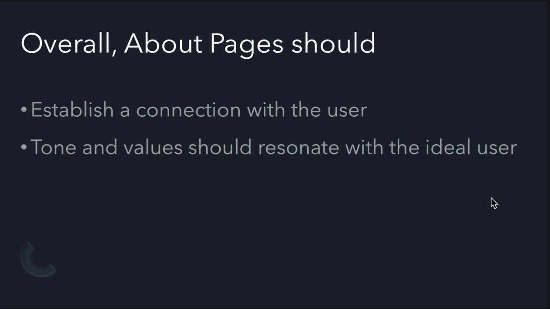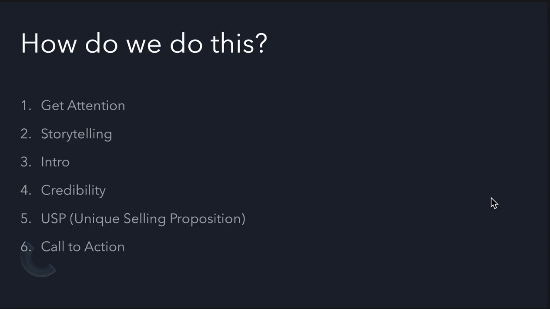And your tone and the values expressed on this about page should resonate with the ideal user. So when your ideal user comes to this page, your ideal user says, yes, this is a company that understands me. Yes, this is a photographer that would understand me. Yes, this is a t-shirt company that designs the kind of t-shirts I love. So we want to form a connection with that ideal user. So how do we do that? Well, these are the basic ways we'll talk about today. There are more ways, but these are the main ways I want to talk about.